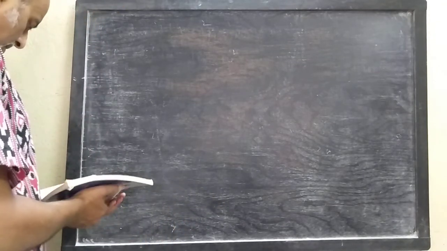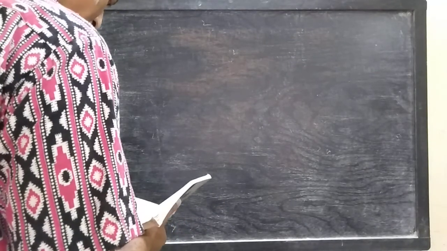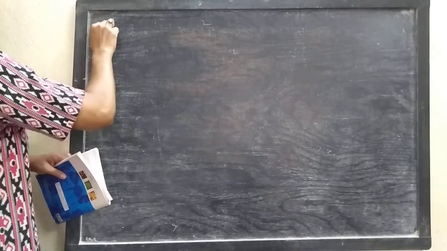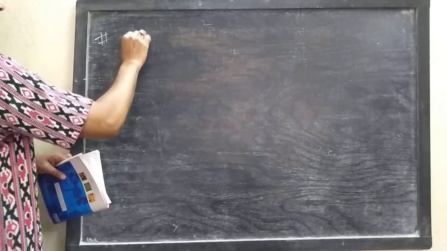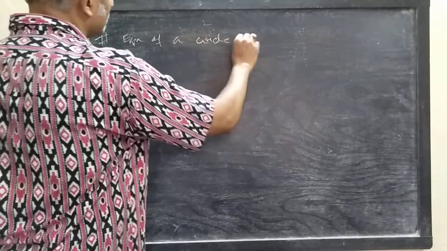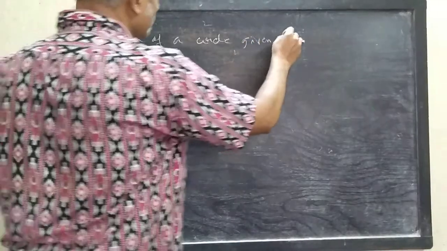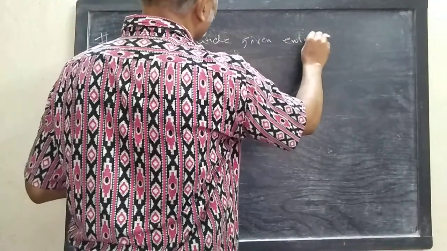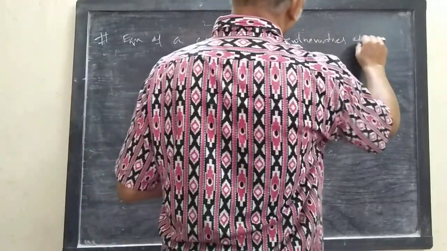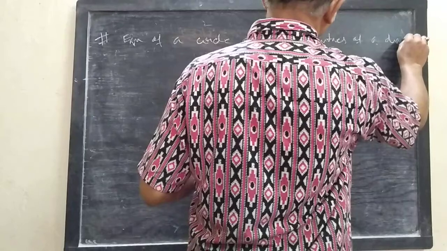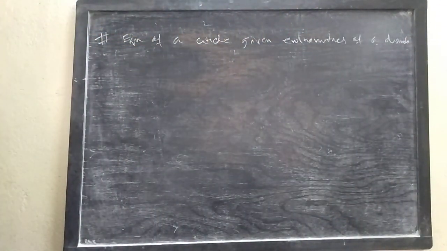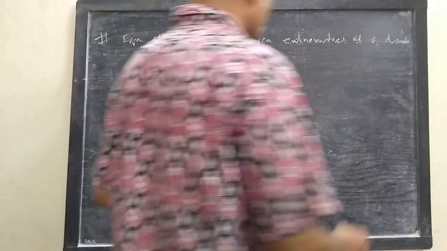Now, next topic: equation of a circle given extremities of a diameter, because a circle has infinitely many diameters. So for one of the diameters, you know both extremities. Now you have to find the equation of the circle.